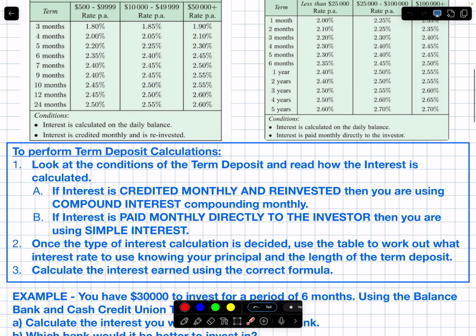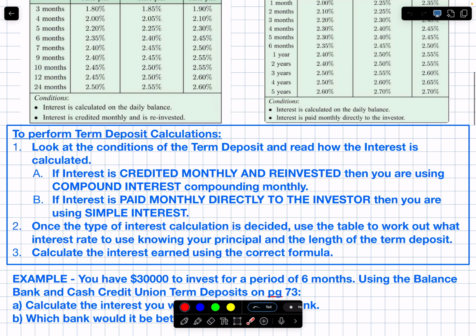So the notes that you would need to start off with to perform term deposit calculations: number one, you need to look at the conditions of the term deposit and read how the interest is calculated. There's two options here. A, if it says the interest is credited monthly and reinvested, then you're dealing with compound interest. If you look at that left one, if you look at the conditions here, can you see that second dot point? It says interest is credited monthly and is reinvested. So if I'm dealing with that bank, I'm doing compound interest, so I'd use TVM solver.